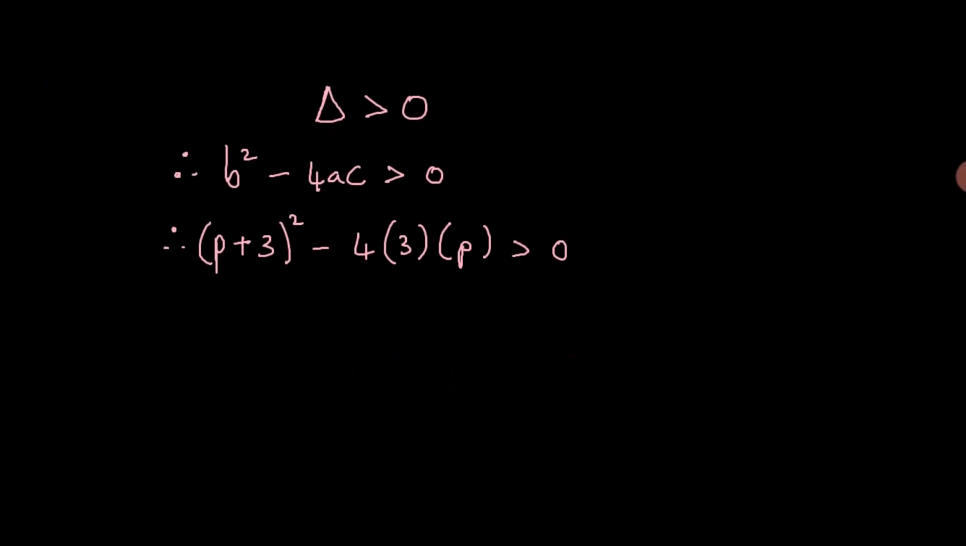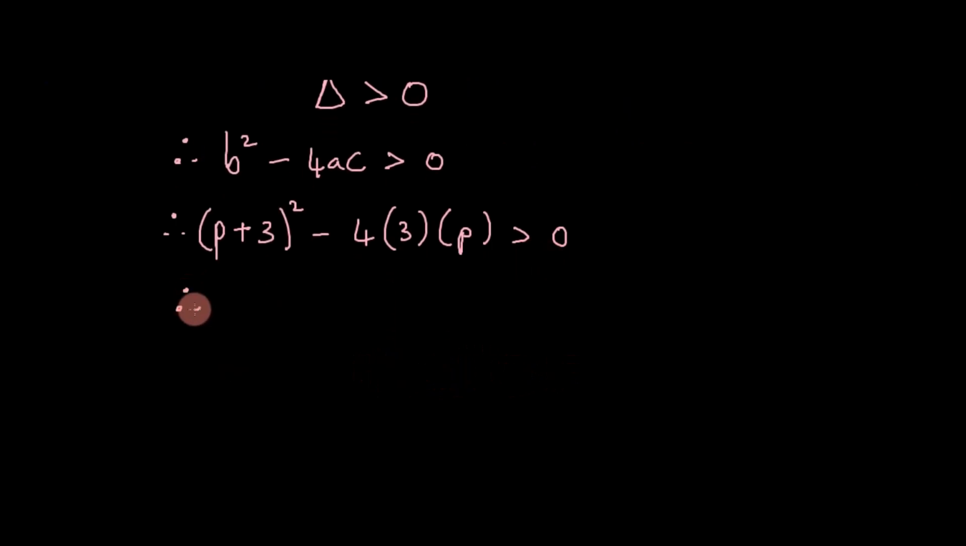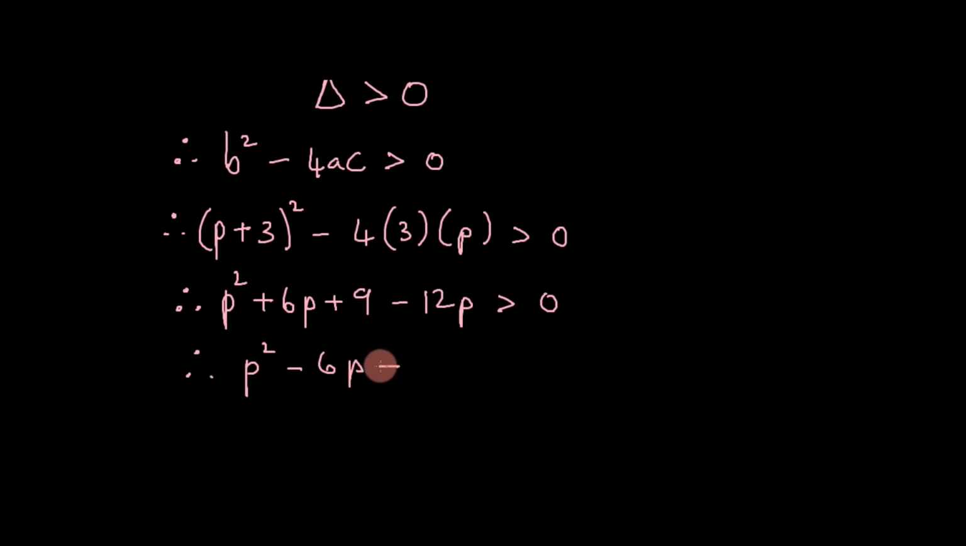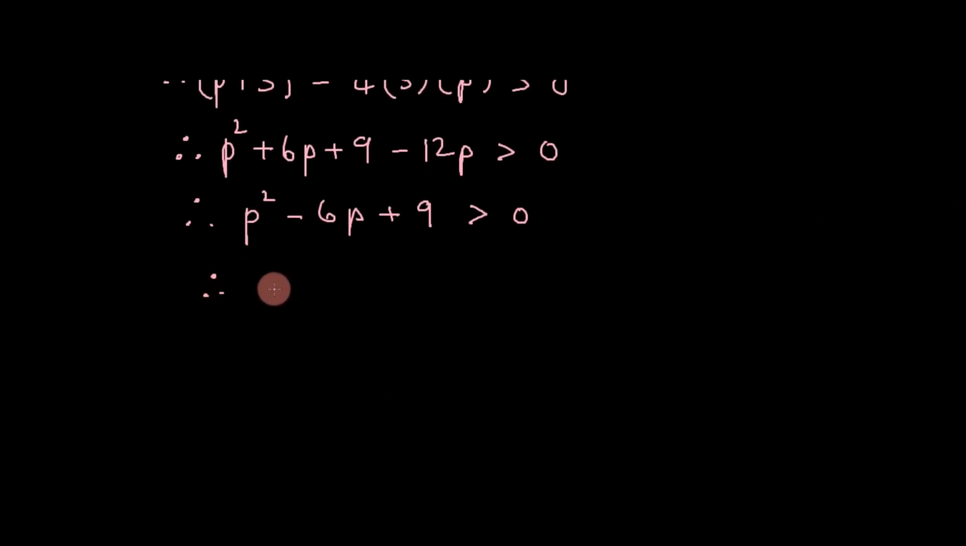We can simplify the left-hand side of this inequality by squaring out here. So p squared plus 6p plus 9. And we can multiply out here. So negative 12p greater than 0. We can add like terms. So we have a quadratic inequality in p. And this is also a perfect square. So we can factorize it as (p minus 3) all squared.